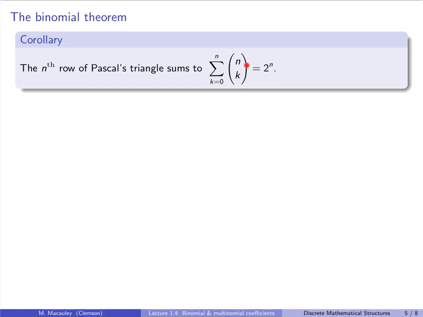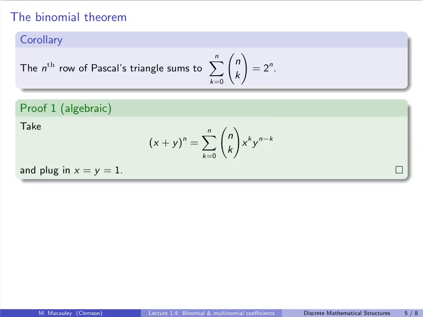So remember, if you add up the entries in the nth row, you get n choose 0 plus n choose 1 plus all the way up to n choose n. The proof of this is what I just told you in the previous slide, and here it is written out: just take the binomial theorem and plug in x and y equal to 1. And as we saw, it falls right out. So that's one proof. But let me go back and show you a combinatorial proof.